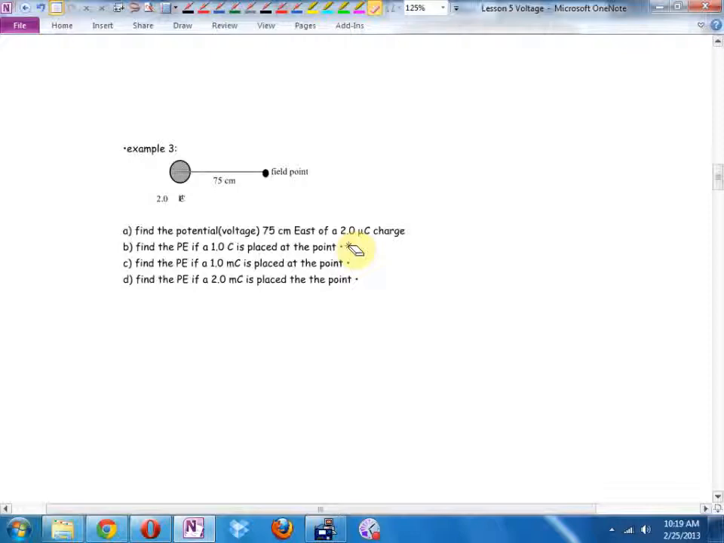Same picture as example 1. Same situation. We have a positive 2 microcoulomb charge, and we're at a field point 75 centimeters east or to the right of the microcoulomb charge. A says, find the potential, the voltage, 75 centimeters east of that charge. Okay.